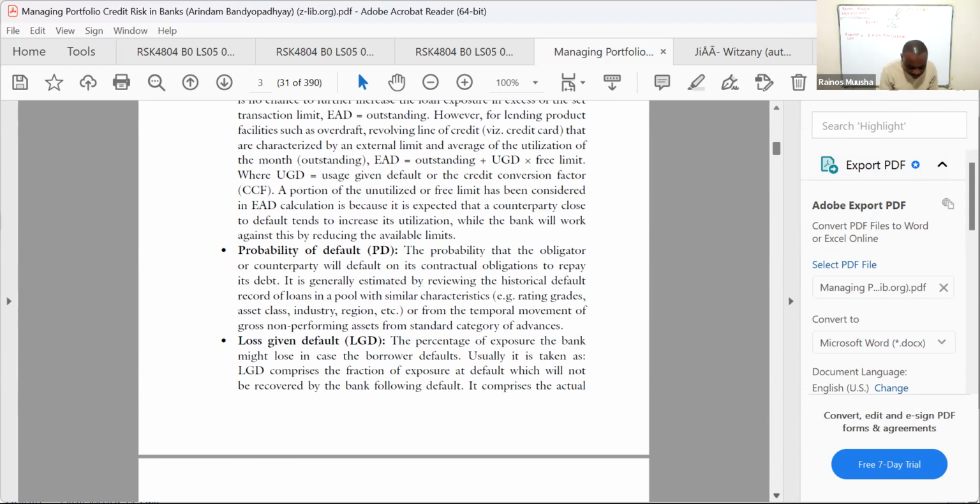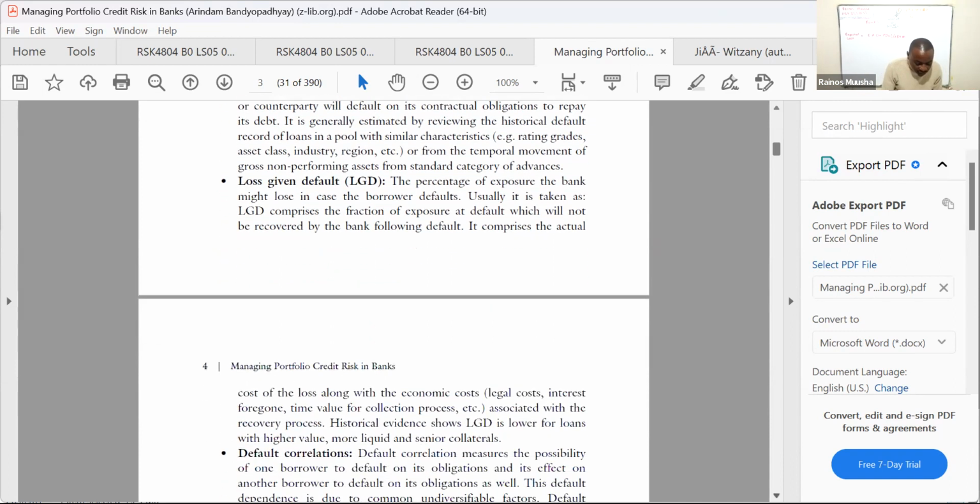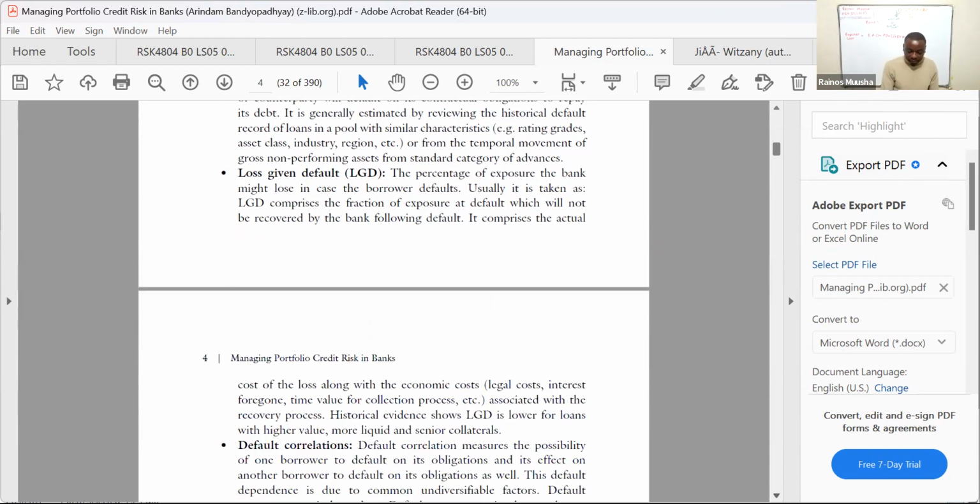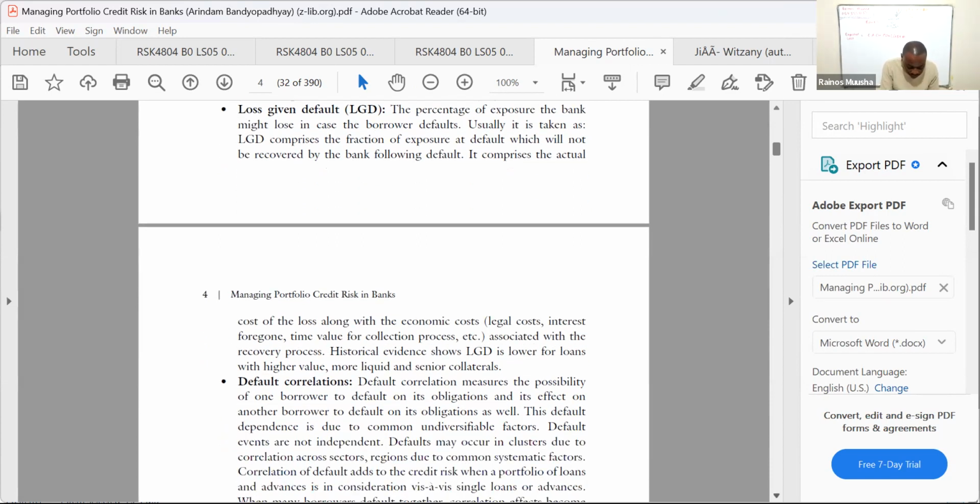And the next one is what they refer to as the loss given default, which is the percentage of exposure the bank might lose in the case that the borrower defaults. It comprises the fraction of exposure at default which will not be recovered by the bank following default. So it comprises the actual cost of the loss along with the economic costs associated with the recovery process.